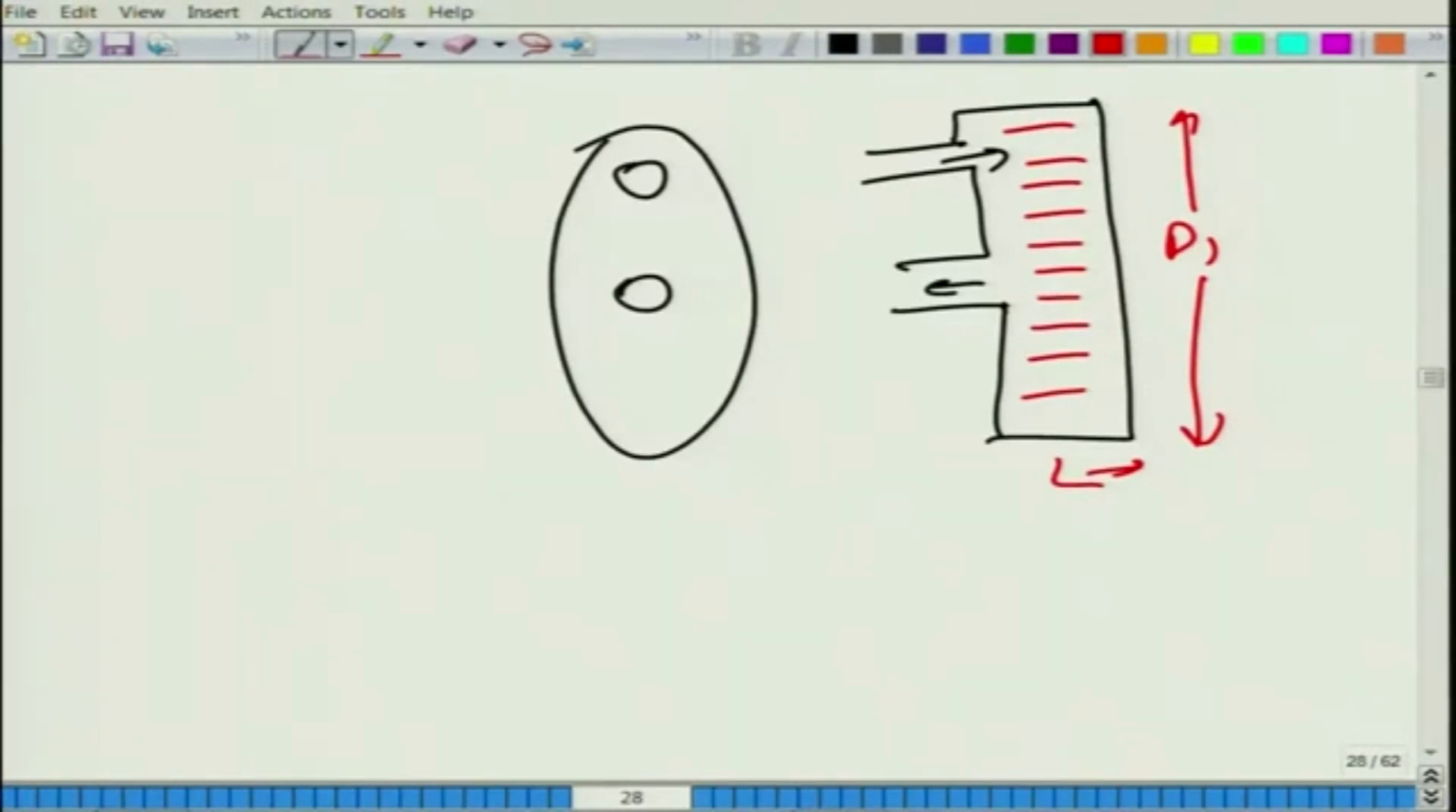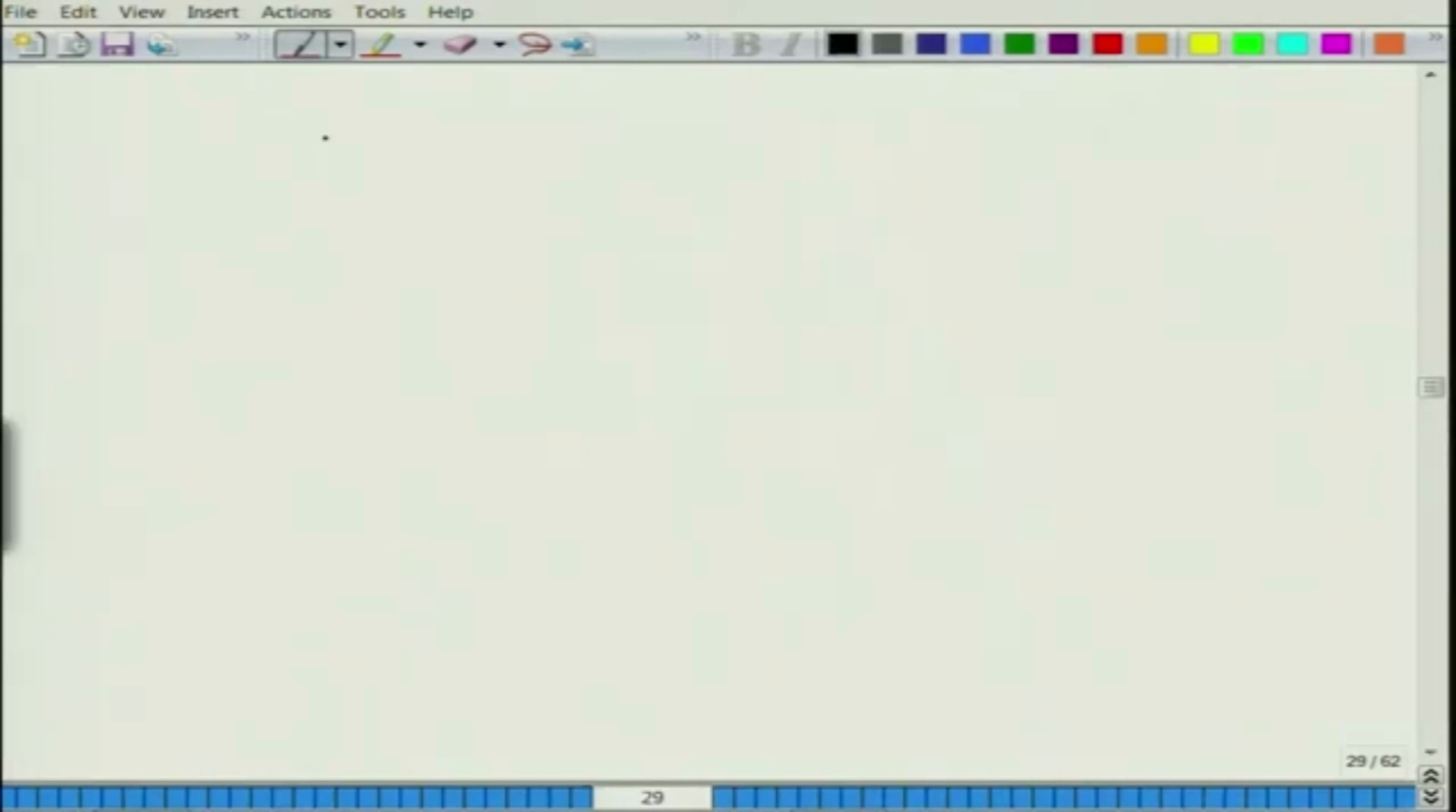Now, before we end this lecture, let us do a quick demonstration of a gradually varying area duct, a conical duct analyzed using the segmentation approach. So, let us analyze this conical duct.